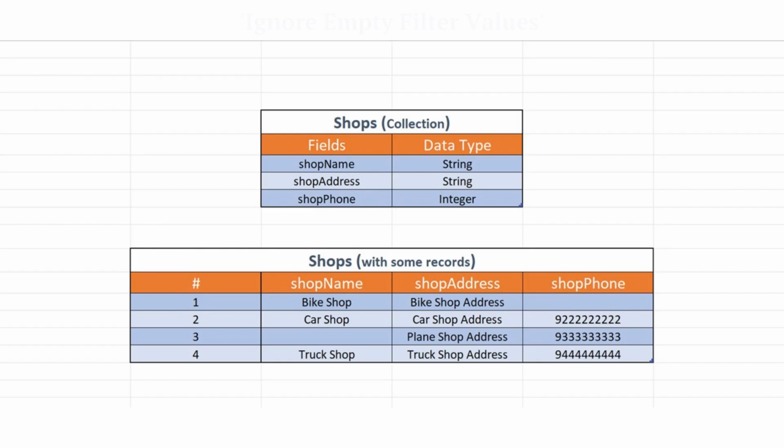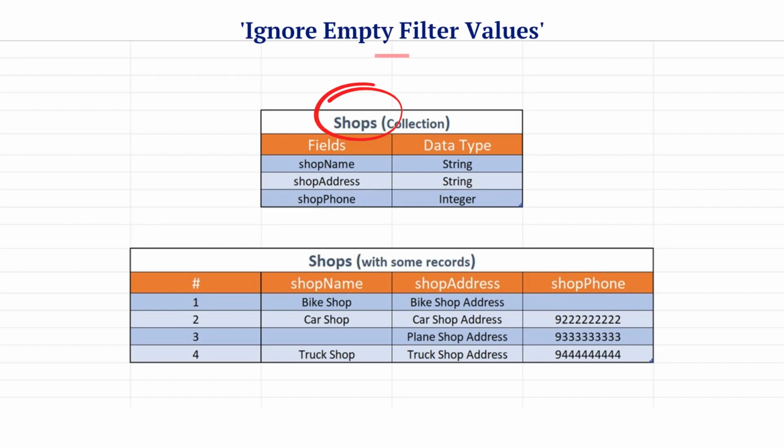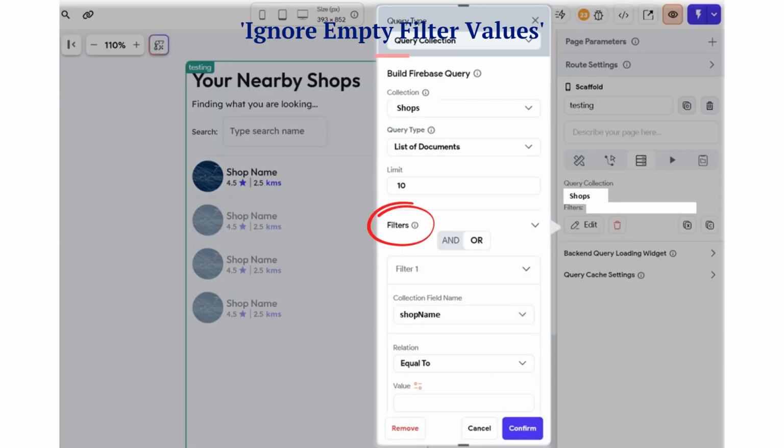Imagine you have a collection called shops with fields like shop name, shop address, and shop phone. Let's say you want to filter shops by shop name, but you accidentally leave the filter value for shop name empty. What I mean is, you don't type anything in that filter box.